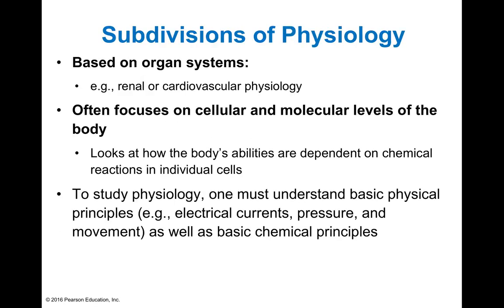Now, when we look at physiology and its breakdown, we can look at it based on organ system, which is a typical approach we take. So we can look at cardiovascular physiology and discuss anything associated with the heart, blood vessels, and blood. Or we can take the urinary system and discuss any functions associated with your kidney, ureter, bladder, and urethra.